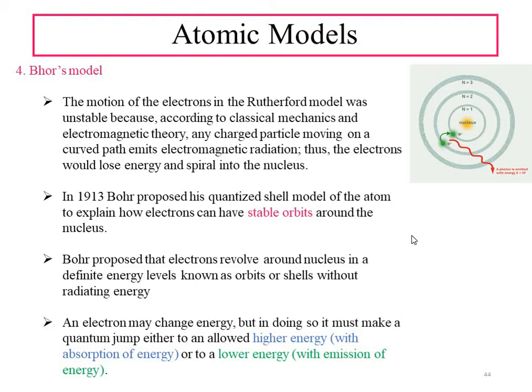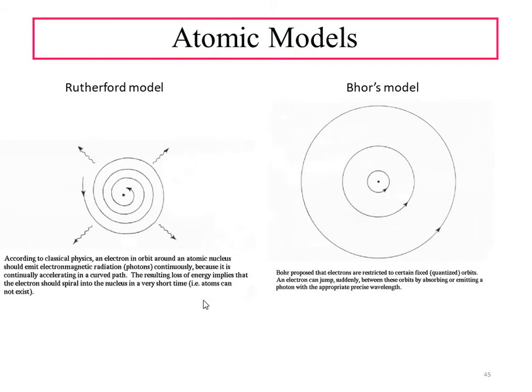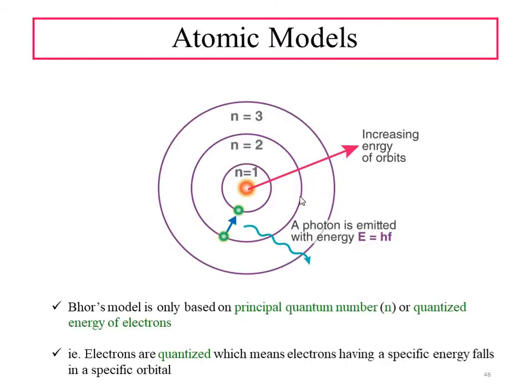Also, he was successful in doing that. So this was the basic difference between the Rutherford model and Bohr's model. In Bohr's model, if an electron loses energy, it will come to the next inner level, and if it accepts or receives any energy, it will move to the higher energy level. But Rutherford failed to explain that. If it loses energy, it will spiral into the atom and collide with the nucleus. That's the major disadvantage of the Rutherford model.